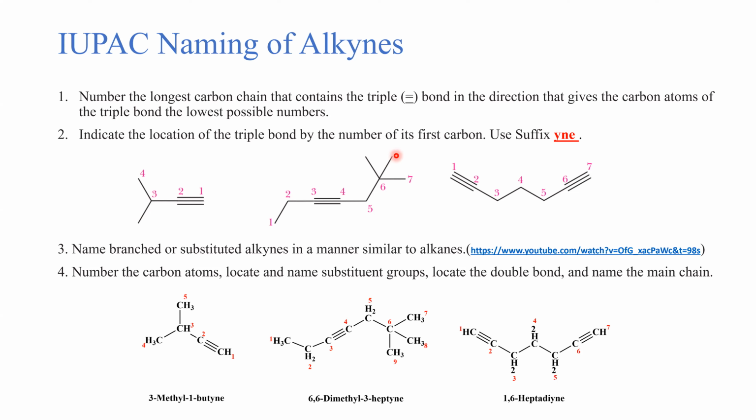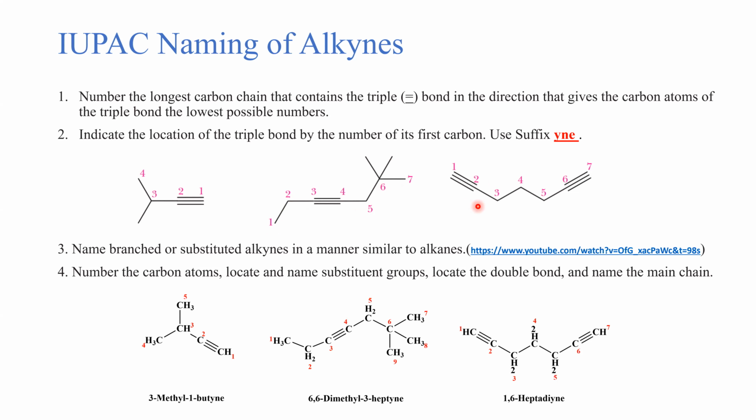So if I start numbering here 1, 2, 3, 4, 5, 6, and 7, I can start from this side too. But what's wrong with that one is that though I am assigning the number 2 to the substitution, this triple bond will get the higher number. So I have to keep the triple bond at priority, with the lowest number. So I will start numbering the chain from this side. So here at the 6 carbon, there are 2 methyl groups.